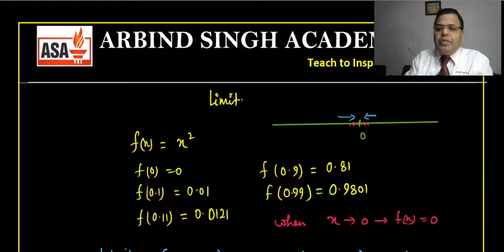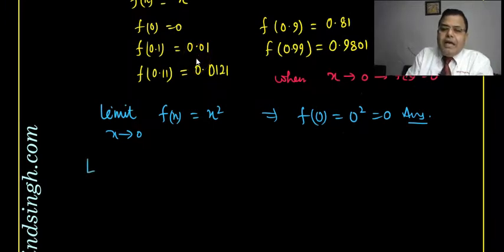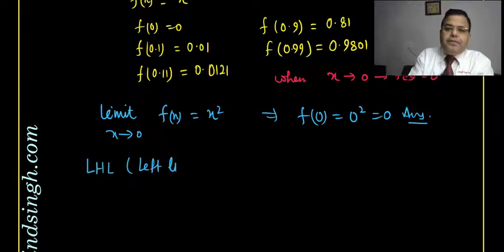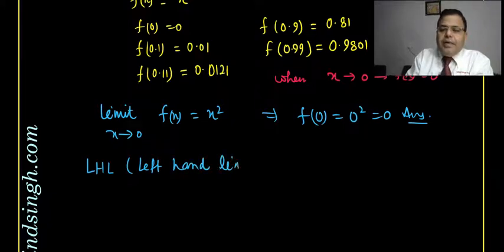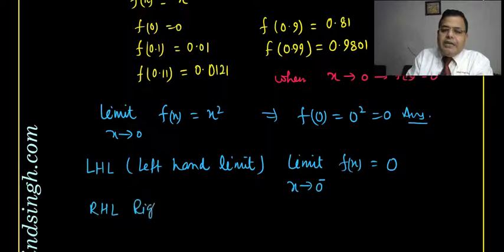When the value approaches from the left side, then this limit is described as left hand limit. Left hand limit means the value approaches 0 from the left. That can be described as limit x tends to 0 minus, meaning slightly lesser than 0, f(x). That will be 0. Similarly, RHL means right hand limit. The value can approach from the right hand side also.